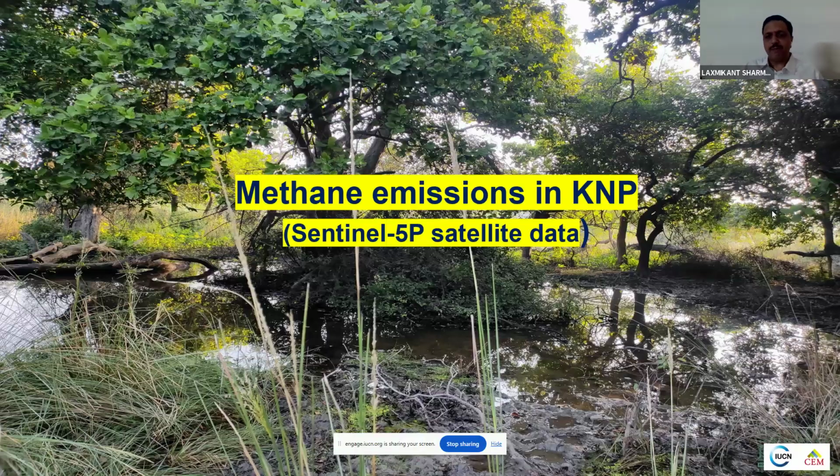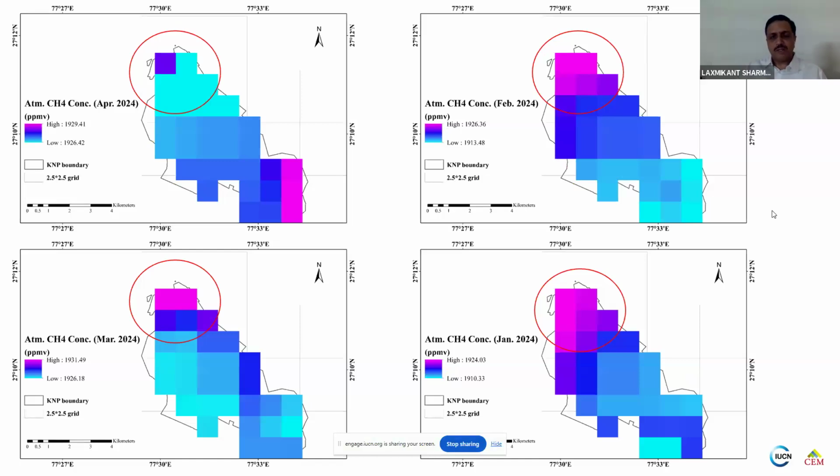So this is the way by which we can use this particular strategy. For the methane emission in Kevadir National Park, we have taken satellite data, and we have also taken Sentinel 5P satellite data for the study. A similar study is going on right now. On the basis of this, we have calculated the result: if you see the concentration of the methane emission in Kevadir National Park, KNP, in January 2024 it is 1924. In February 2024, it was 1926.36. It increased to 1929 in April, as well as 1931 in March.